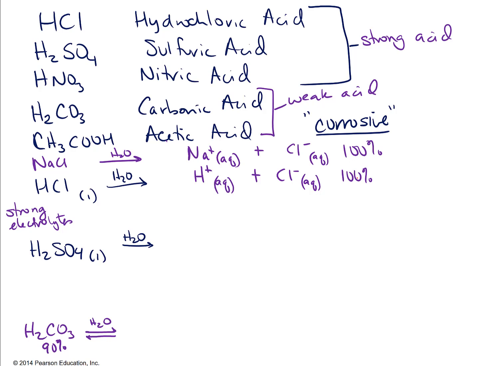H2SO4, how many hydrogen ions can it make? 2. So you can end up with 2 H pluses because of the formula. H2 means I can make 2 H pluses and what's left? SO4, and the charge on that would be -2, also aqueous, 100%. So strong acids are strong electrolytes.